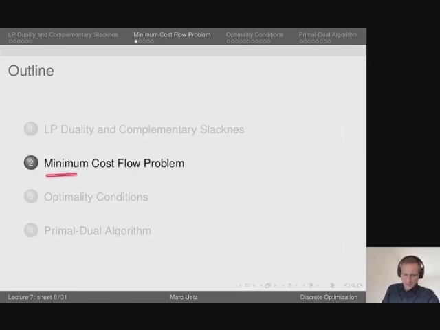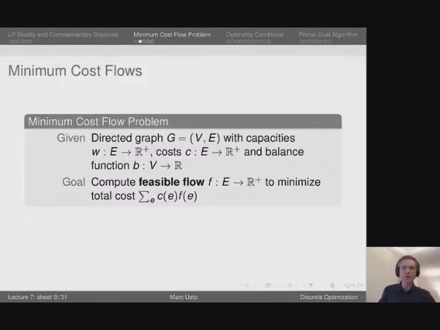Okay, so that is a kind of brief recollection of linear programming duality, and then we can move on to the definition of the minimum cost flow problem. And here it is. So in the minimum cost flow problem, we have, just like we had for maximum flow, a directed graph, a flow network, but now we have two parameters per edge. So we have edge capacities, which are now denoted by W, non-negative, and we have edge costs, which are denoted by C for costs, also non-negative.